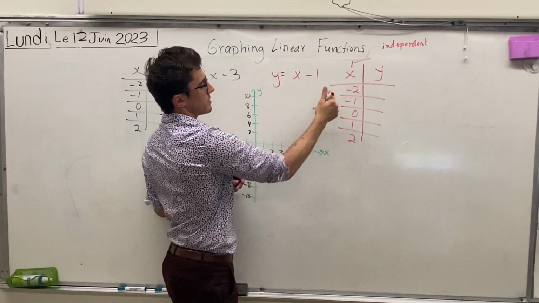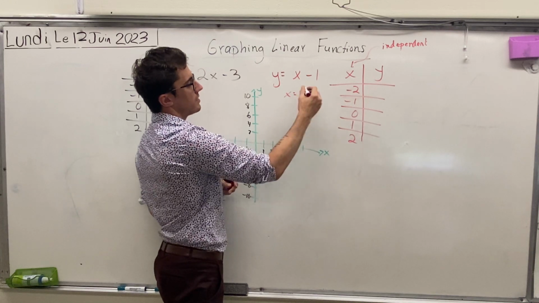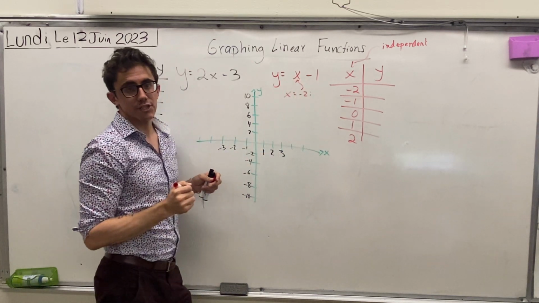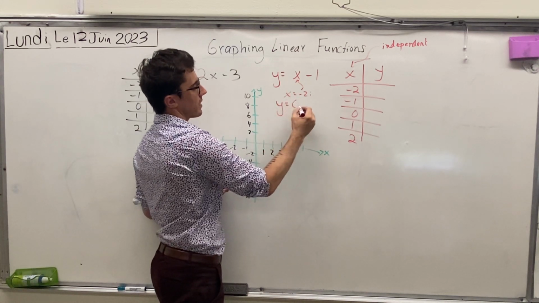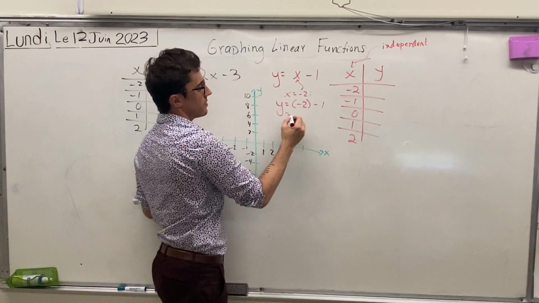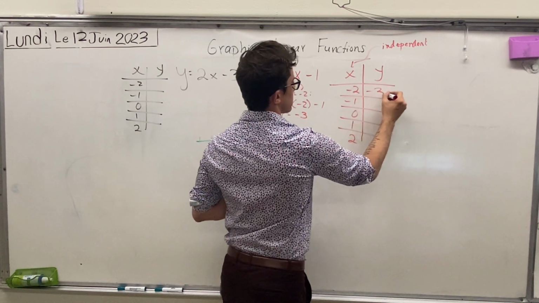So for example, if we start with x being -2, then we're going to place this value into our equation and get our value of y. So y is equal to, instead of x, we have now -2 minus 1, and -2 minus 1 is -3. And so that's what we get for y.